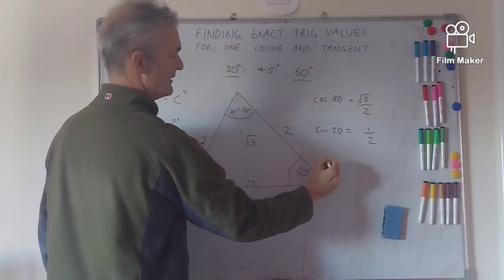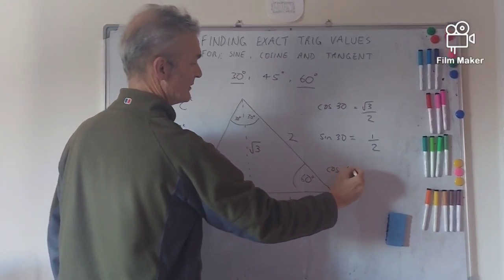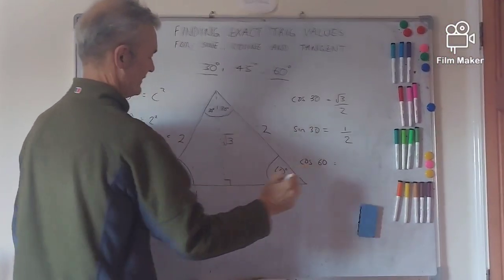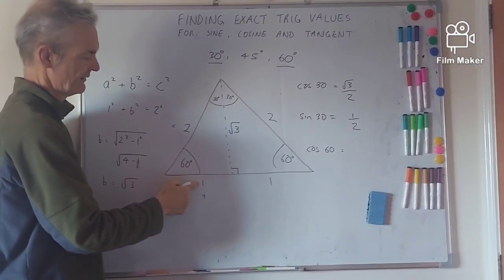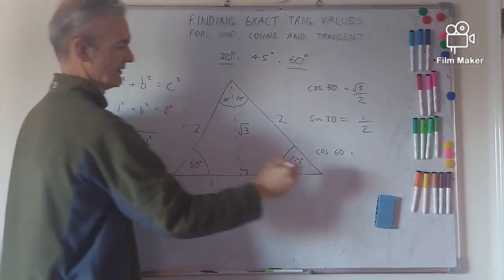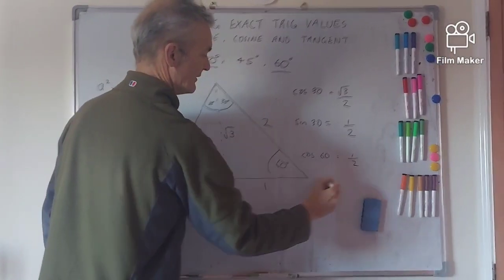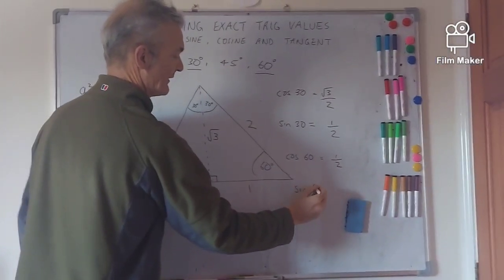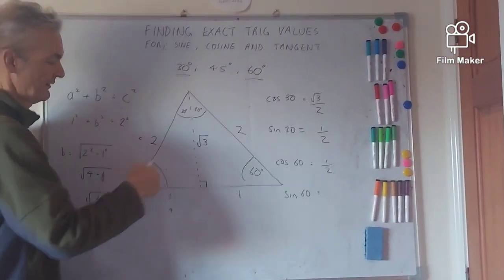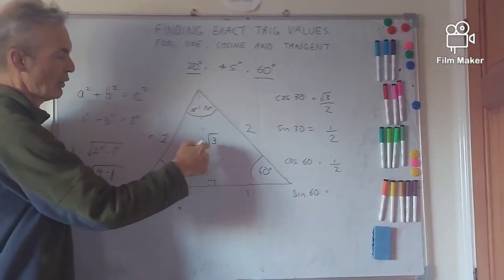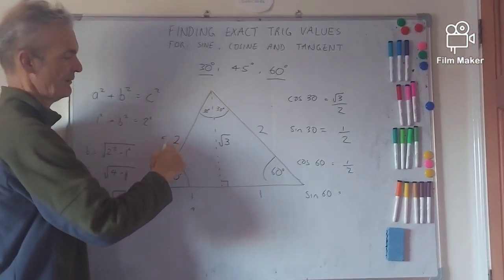So look at the cosine now. Cosine 60. So we've got a 60 here. So that's adjacent over hypotenuse. And sine 60. So 60 here. So opposite over hypotenuse.